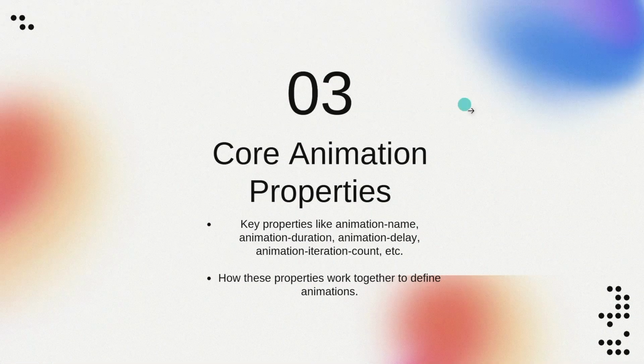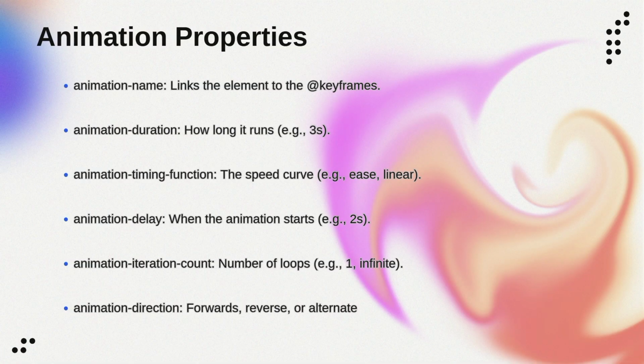Let's learn about the core animation properties. These properties are like the controls of your animation. You decide how long it lasts, whether it loops forever, or if it should move forward, backward, or alternate. For example, ease timing function makes the animation smooth, while linear keeps it constant. So now that we have studied this, let's combine it all and learn with an example.